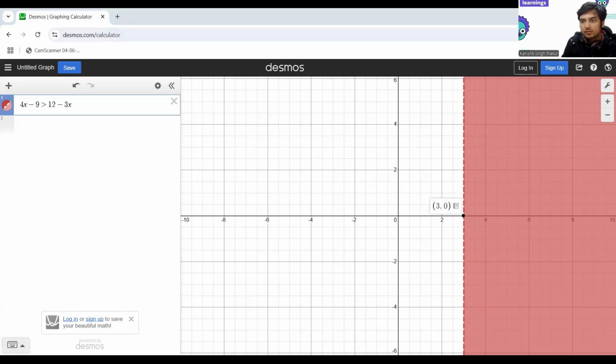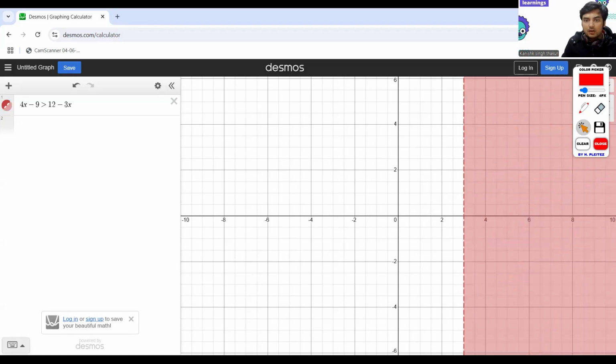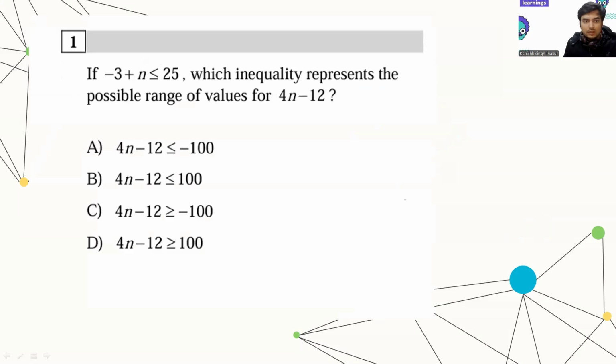Okay, greater than, as you can see, this area, right? This point here is, if you can see here, 3 comma 0. So x is greater than or equal to 3. 3 value it is taking, right? So I hope you must have got how to do it with Desmos. Here also we got the solution, n is greater than or equal to 3. So in your exam you have to do it by Desmos only. Now let's go ahead, and here it is given minus 3 plus n is less than or equal to 25, right? For the range of values, 4n take away 12 you have to find.